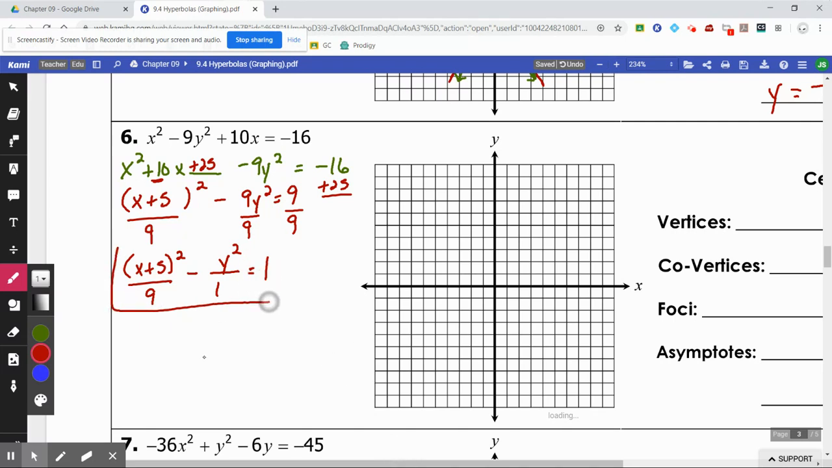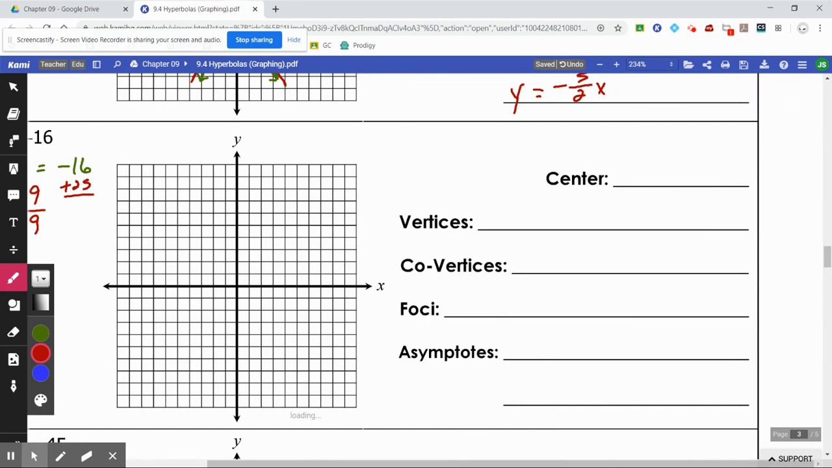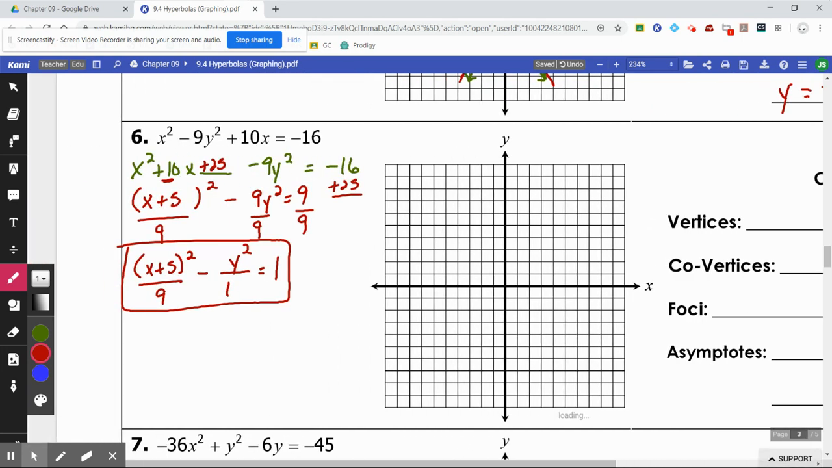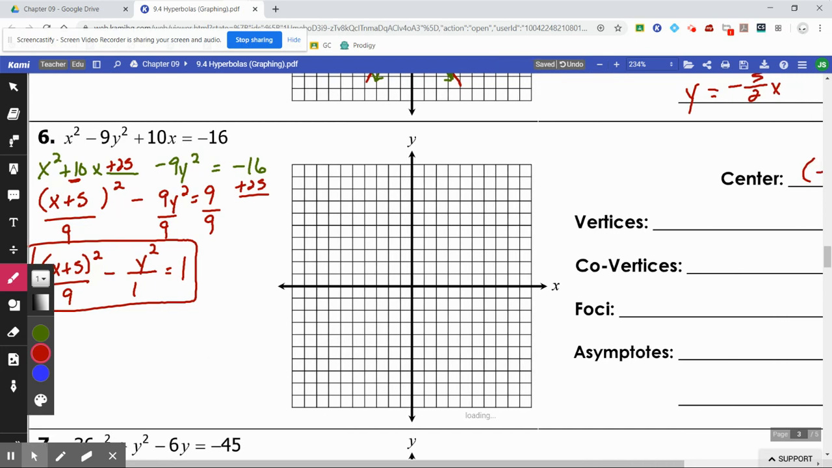Now there is your standard form. So the center has been moved left 5, but has not been moved up or down any, so therefore we can go ahead and put our left 5, 0 for our center, and that's going to be at 1, 2, 3, 4, negative 5, 0 right there.